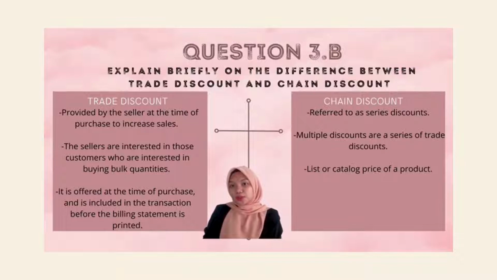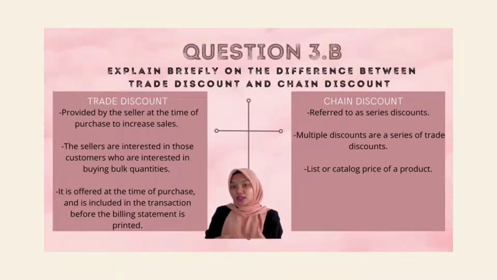The difference between trade discount and chain discount. Trade discount is provided by the seller at the time of purchase to attract customers and increase sales. The sellers are interested in those customers who are interested in buying bulk quantities. Since it is offered at the time of purchase, it is often implicitly part of the price of the products and is included in the transaction before the billing statement is printed.